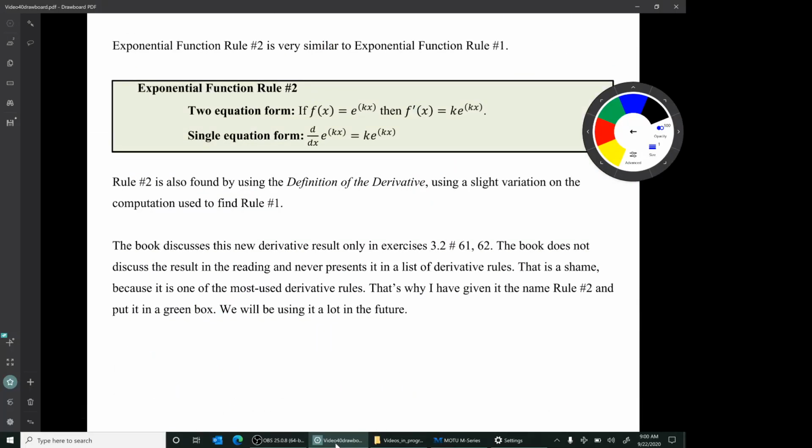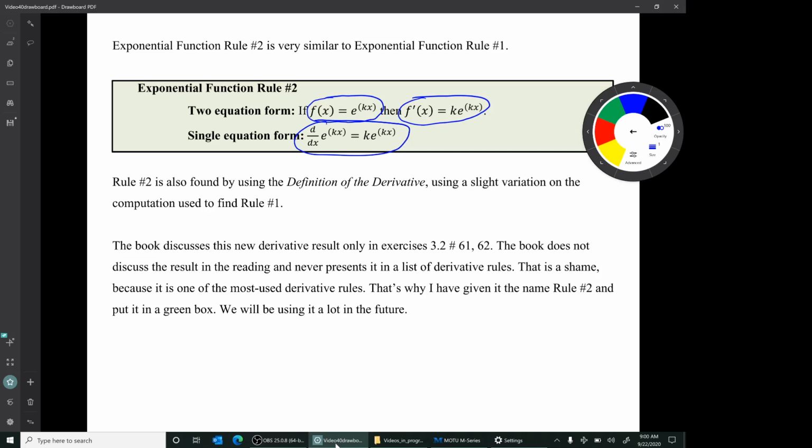Exponential function rule number 2 is very similar to exponential function rule number 1. In rule number 2, the original function is f of x equals e to the kx. So there's a constant k in the exponent sitting next to the x. Turns out that the derivative, f prime of x, is k times e to the kx. In single equation form, we'd say that the derivative of e to the kx is k e to the kx.